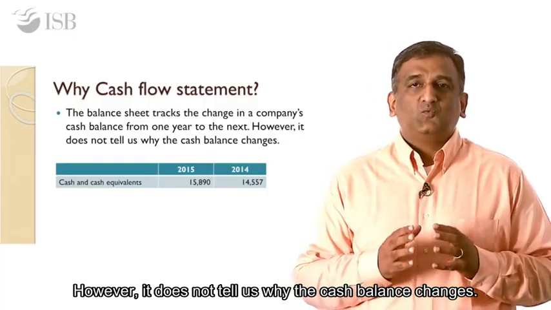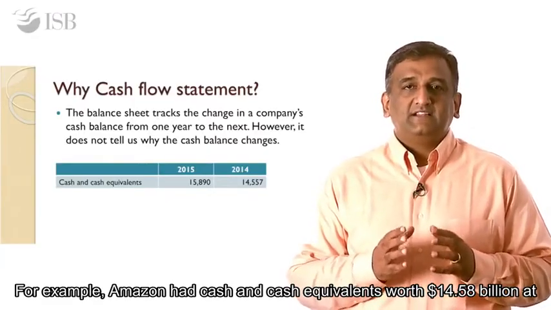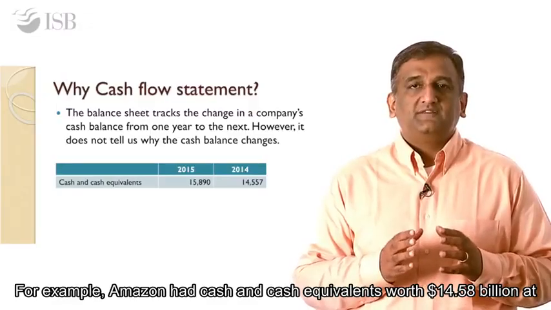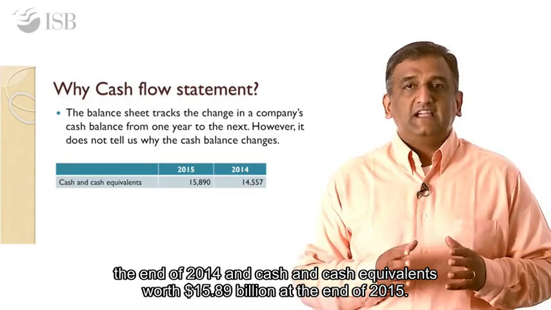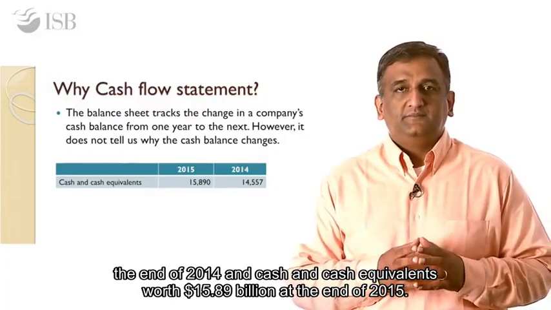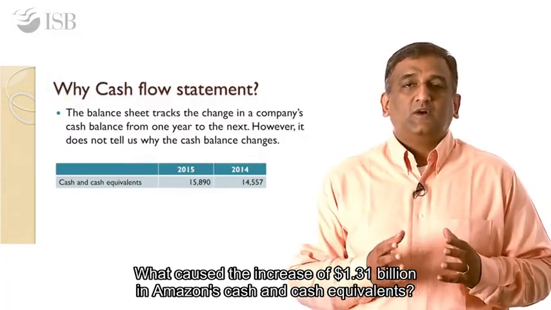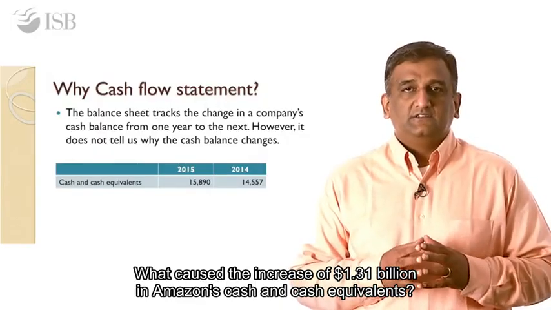The balance sheet tracks the change in a company's cash balance from one year to the next. However, it does not tell us why the cash balance changes. For example, Amazon had cash and cash equivalents worth $14.58 billion at the end of 2014 and cash and cash equivalents worth $15.89 billion at the end of 2015. What caused the increase of $1.31 billion in Amazon's cash and cash equivalents?